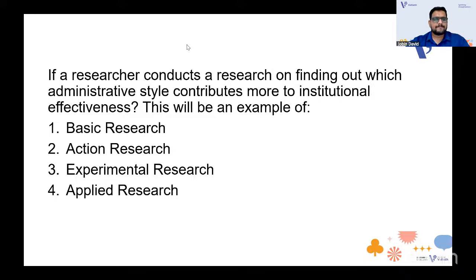Is it experimental? It's actually applied research, where it is finding a solution to a practical problem, right? That means the practical problem is institutional effectiveness and finding a solution for that. That is applied. It's not experimental actually. Experimental we can have when there is a cause and effect relationship that you exhibit. That is where you have experimental research. The answer is applied research. Okay. Focus more on types of research. It is very important. Types of research they can ask.